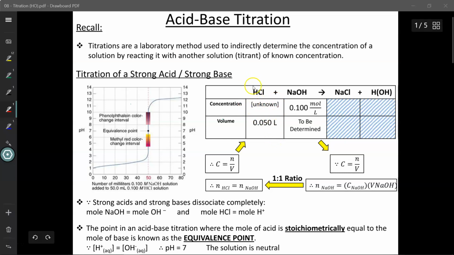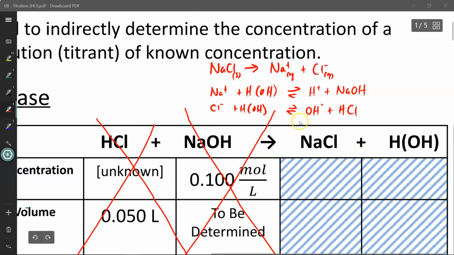So at the equivalence point, there's no more acid, there's no more base, neither of these can affect the pH anymore because they're not present. We also don't have to worry about the salt that's produced during a strong acid, strong base titration because take a look at this. Sodium chloride breaks up into sodium and chlorine. Sodium, you can try to react with water, but you make a strong base. And we know that strong bases cannot stick together, so this reaction does not occur.